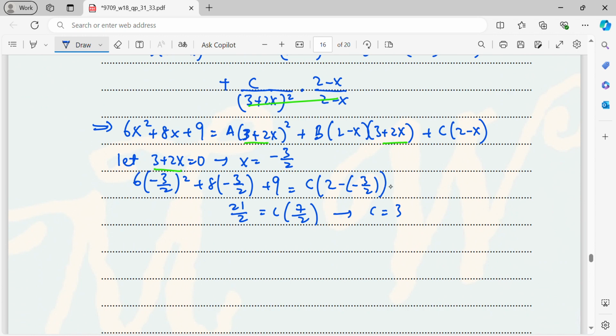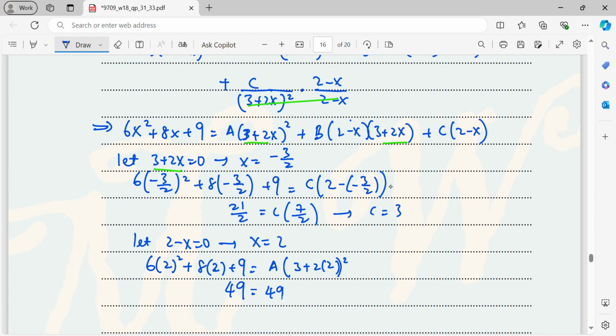So next is let the second factor be 0. So let 2 minus x be 0. That means your x is 2. So now replace the x by 2. 6 times 2 squared plus 8 times 2 plus 9. Then the first term, A bracket 3 plus 2, squared. Okay, the B and C you can't find because of the 2 minus x factor. So left hand side it will be 49. Right hand side, 4 plus 3 is 7, 7 squared is 49. So you are getting 49 is 49A. Therefore your A is 1.